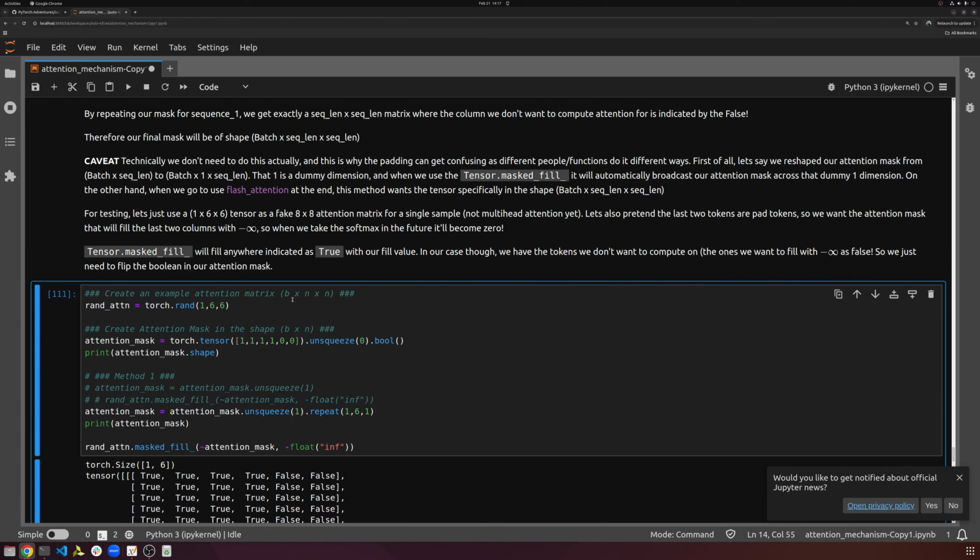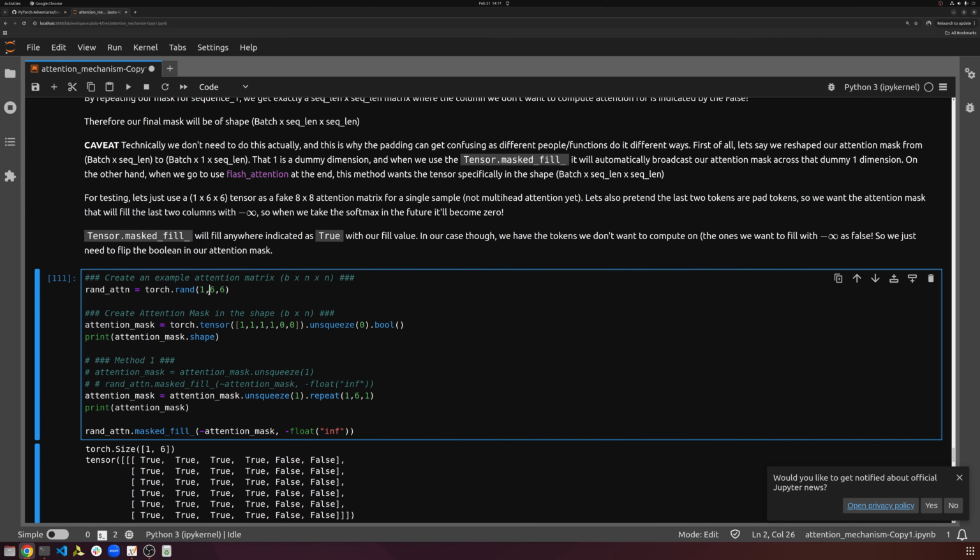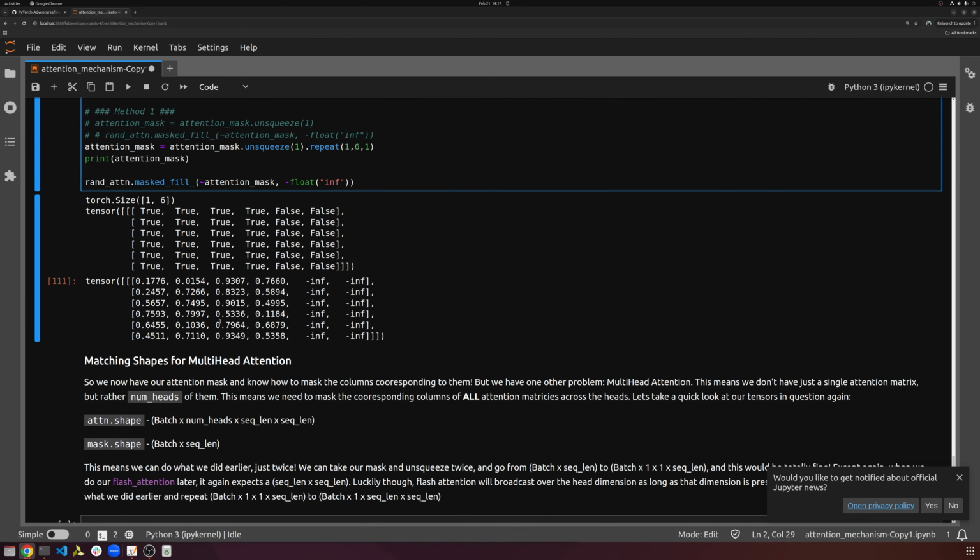But this is attention masking assuming, remember, it's a batch by sequence by sequence. That's our attention shape. What if we have a head dimension, right? We really have a batch size by head dimension by sequence by sequence. We have multiple attention matrices. So let's go ahead and do that.